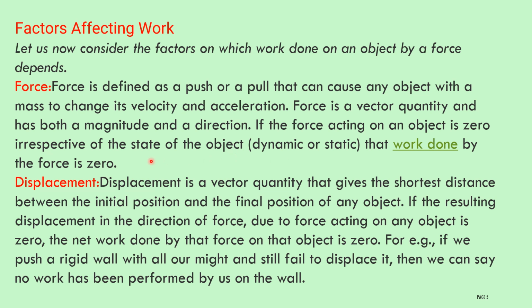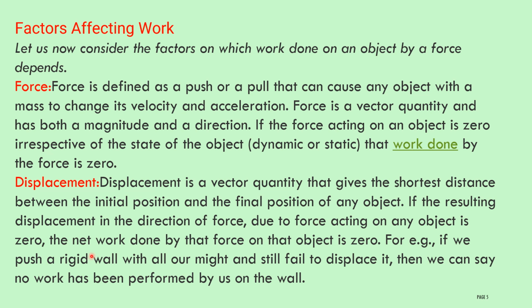If the force acting on an object is zero, then the work done by the force is also zero. Next one, displacement. Displacement is a vector quantity that gives the shortest distance between the initial position and final position of an object. Displacement is nothing but the shortest distance between the initial position and final position of an object.